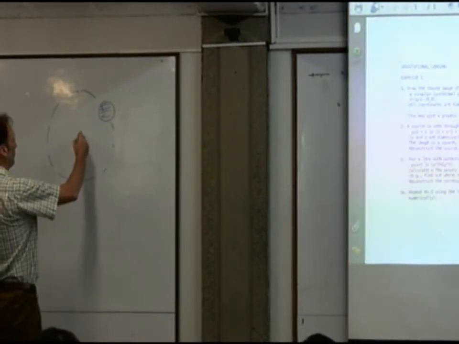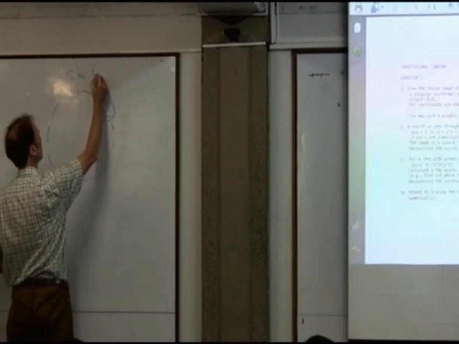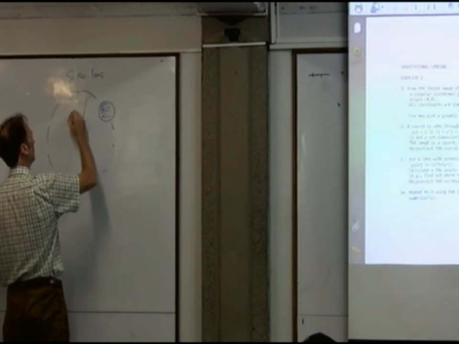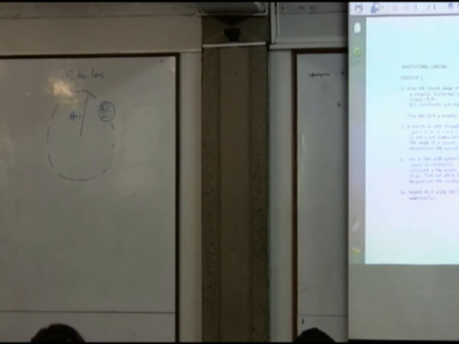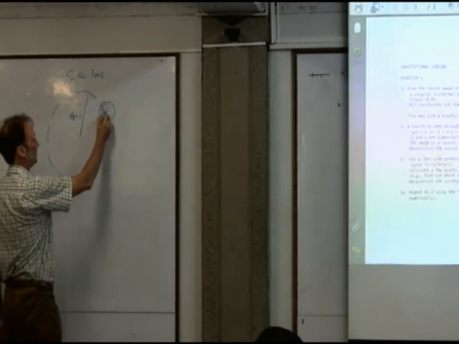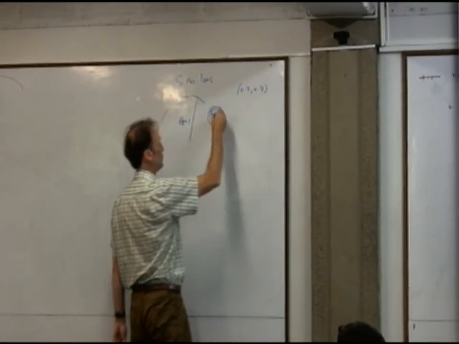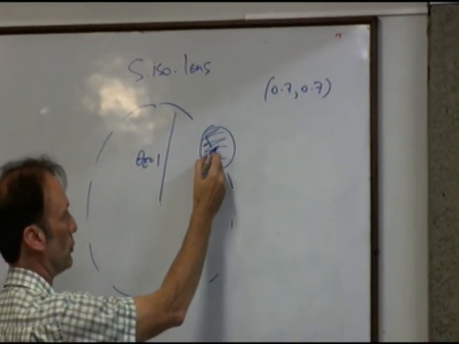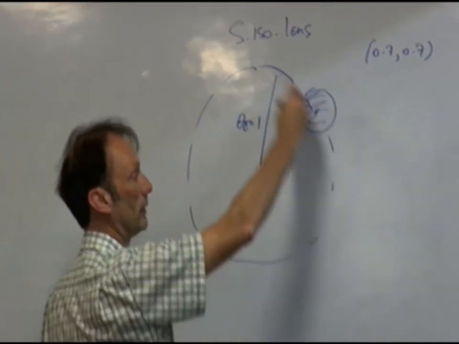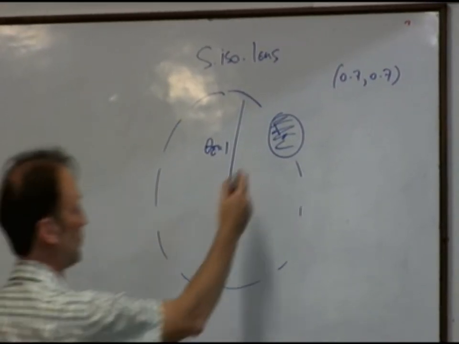The first question was this singular isothermal lens with an Einstein radius equal to 1. I gave you the source at position 0.7, 0.7, with a certain size. These coordinates are such that it falls almost exactly on this Einstein radius of radius equal to 1. The question is, this is the source, where are the images?